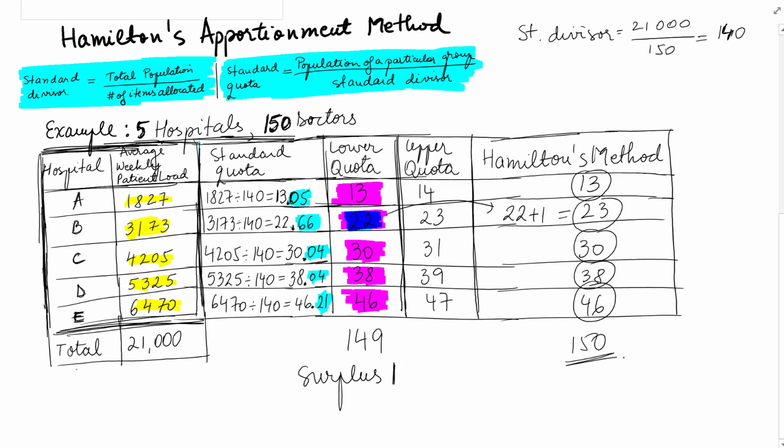If we had a surplus of 2 doctors, for example, we would have added 1 to this value first, and then we would add another doctor to this one, to the 46 doctors. We would add one more and we make it 47 doctors. I hope this helps.